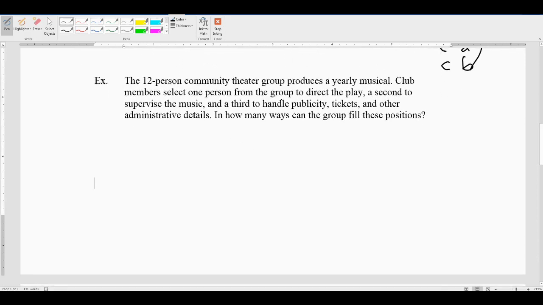We have a 12-person committee or community group, and we need 1 person to direct the play, a 2nd to supervise, a 3rd to handle publicity, tickets, and other administrative details. In how many ways can the group fill these positions? Now notice it says 1 person from the group to direct the play, and a 2nd person, and a 3rd. That's 3 different people. 1 person can't do all 3 jobs.